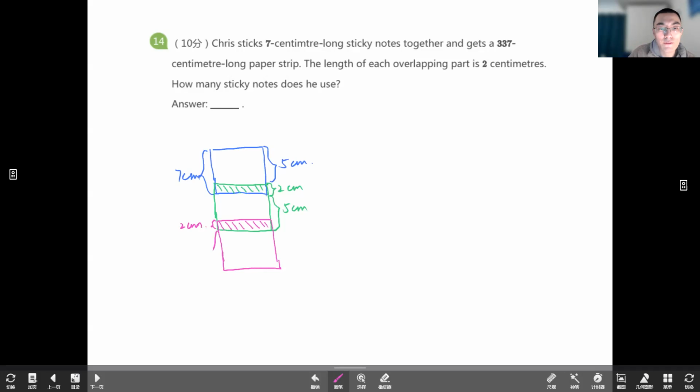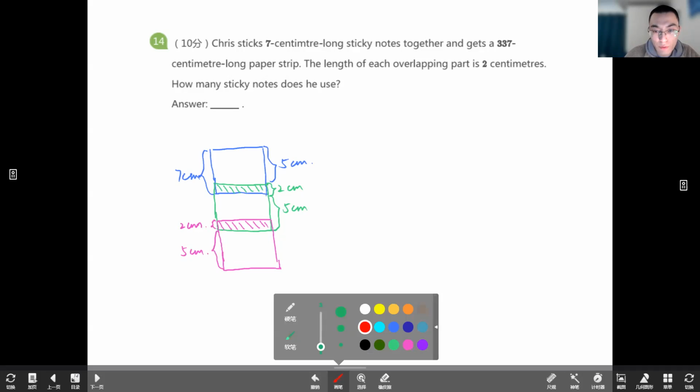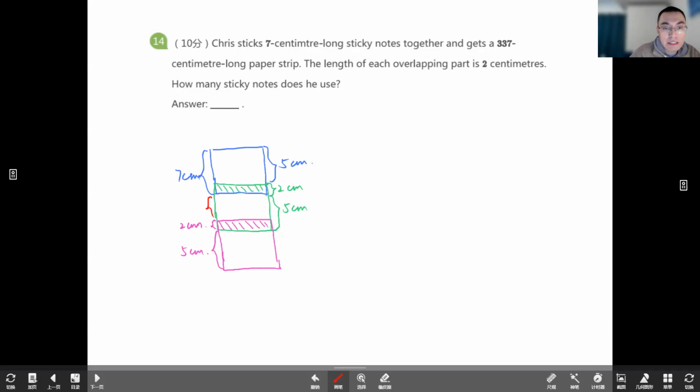And this is 5 centimeters because a sticky note is 7 centimeters long. No problem. But remember, we are still going to overlap and overlap and overlap. So the part that is not overlapped for a sticky note right in the middle, I will mark with red. It's going to be 3 centimeters over here. Yeah, this is the part that is not overlapped.